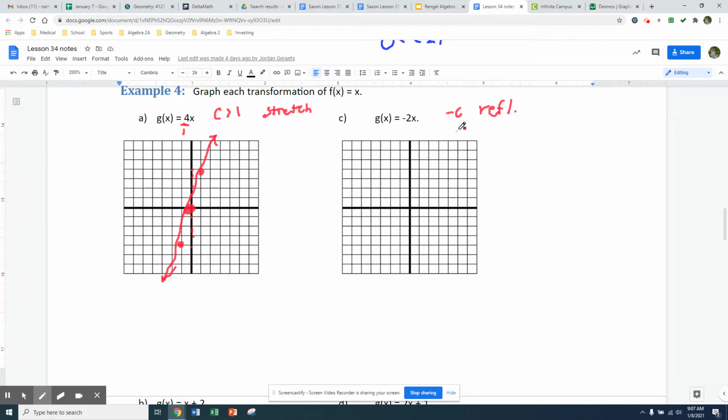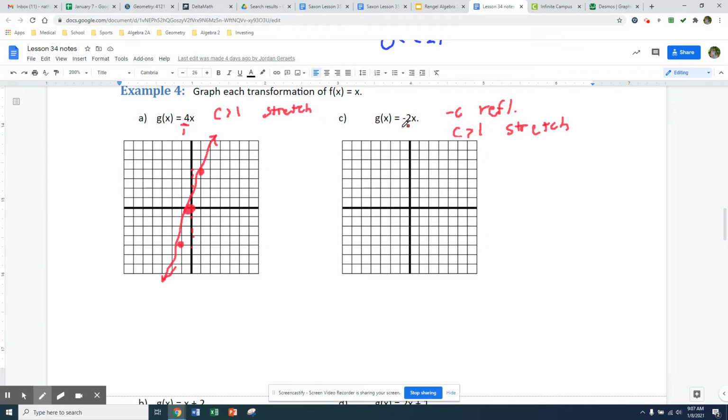And then since c is greater than 1, it's also going to be a stretch. So I'm just looking at the 2. I'm not looking at the negative. The negative already told me that it is going to be a reflection. And then I'm kind of looking at the absolute value of the number. The 2 is going to make it a stretch.